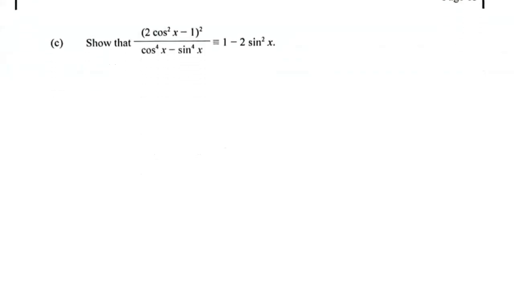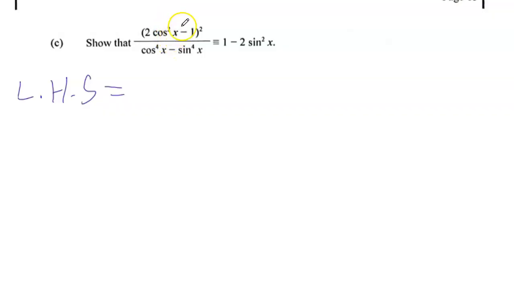Part C is a proof. Show that (2 cos square x minus 1) all square over cos to the 4th power x minus sin to the 4th power x is equal to 1 minus 2 sine square x. Let's try. We start from whichever side has more terms, so let's start from the left hand side, LHS, abbreviating left hand side.